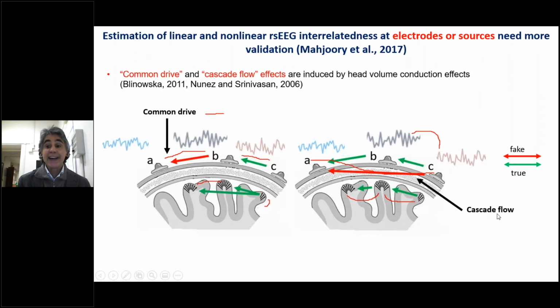The same is true for the cascade flow phenomenon. If you have source C coupled with source B, and source B coupled with source A, you can capture this at the electrode level with techniques similar to synchronization likelihood, but you can also have a fake interrelatedness between EEG signals, not related to source connectivity. So the work group concluded that functional connectivity EEG techniques need more validation before a reliable use in clinical trials.